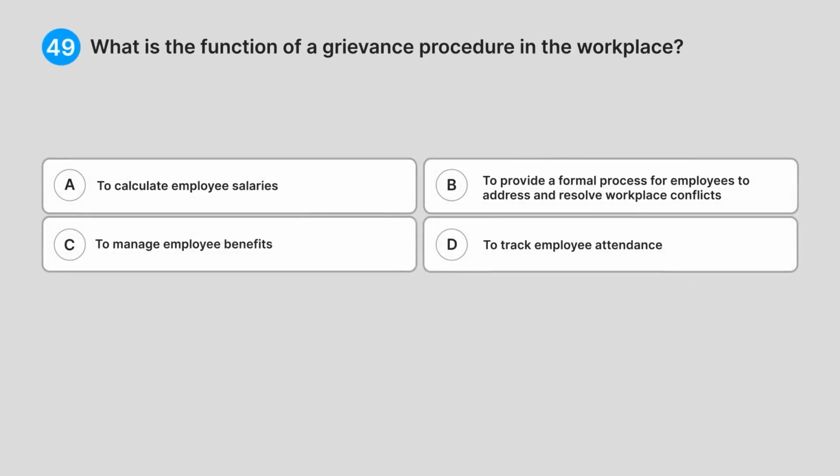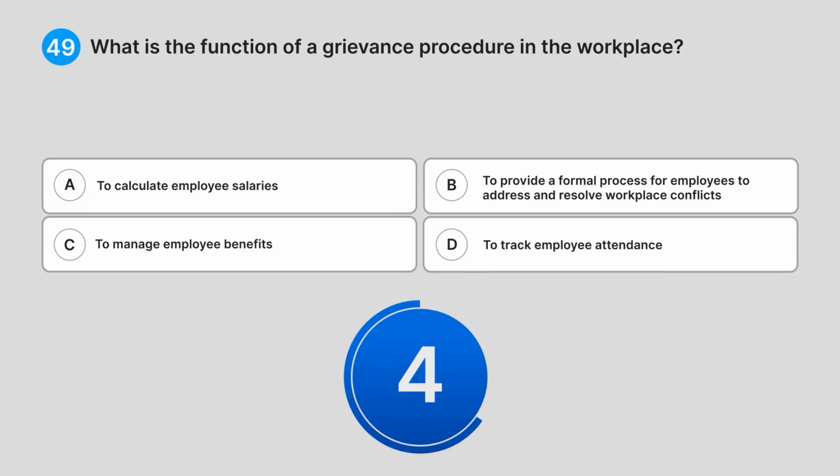49. What is the function of a grievance procedure in the workplace? A. To calculate employee salaries. B. To provide a formal process for employees to address and resolve workplace conflicts. C. To manage employee benefits. D. To track employee attendance. What do you think is the answer?